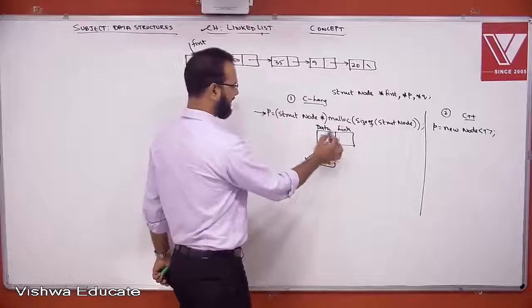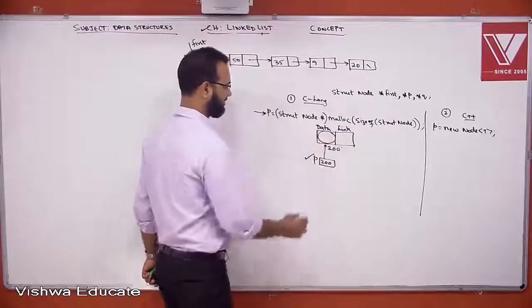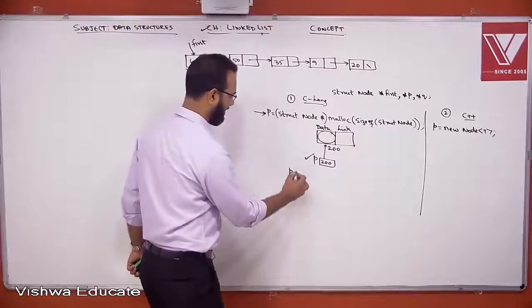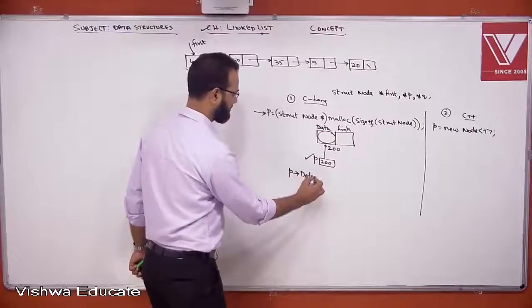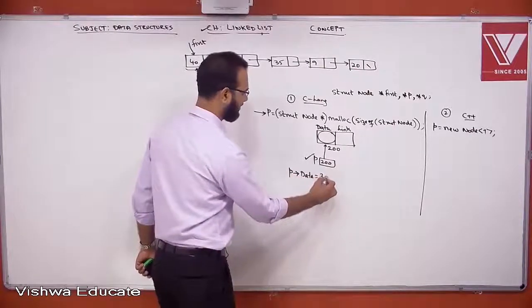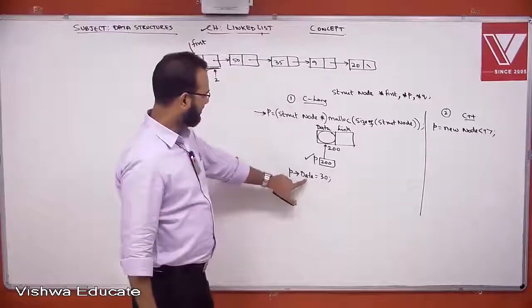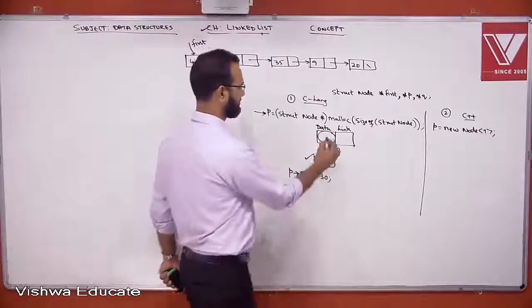How do you assign or access this particular part? You say P arrow data is equal to say 30. That means that I am now accessing the first part.